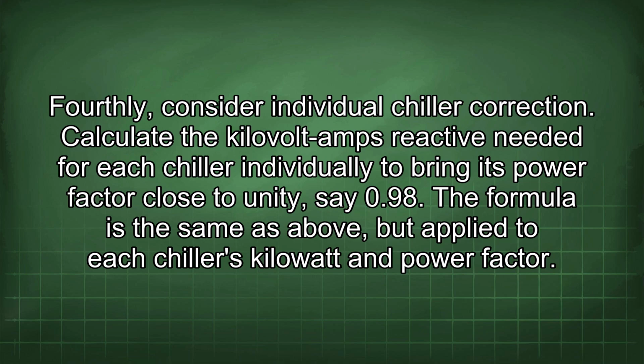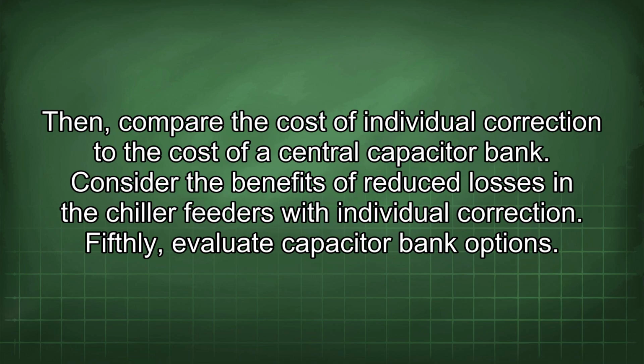Fourthly, consider individual chiller correction. Calculate the kilovolt-amps reactive needed for each chiller individually to bring its power factor close to unity, say 0.98. The formula is the same as above, but applied to each chiller's kilowatt and power factor. Then compare the cost of individual correction to the cost of a central capacitor bank. Consider the benefits of reduced losses in the chiller feeders with individual correction.